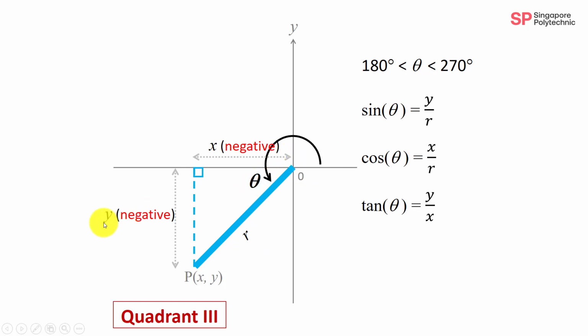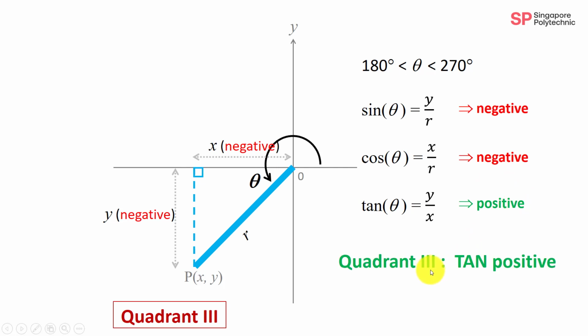Sin theta is a negative y divided by r, which gives a negative value. Cosine theta is a negative x divided by r, which gives a negative value. Tangent theta is a negative y divided by a negative x, which gives a positive value. So in Quadrant 3, only the tangent ratio gives a positive value.